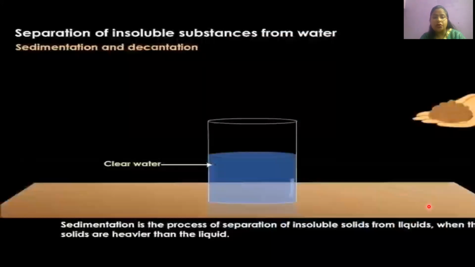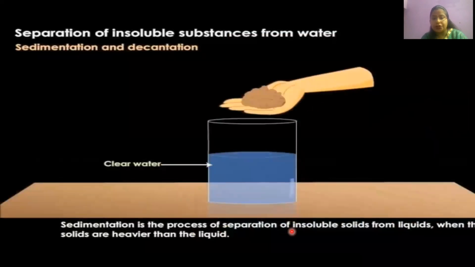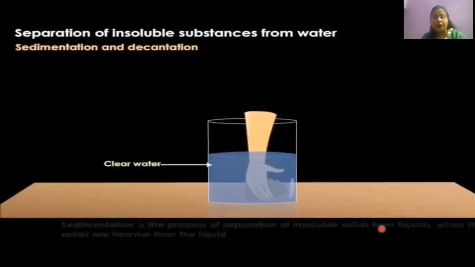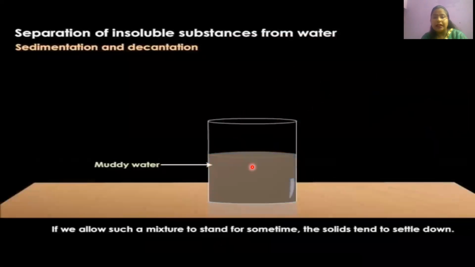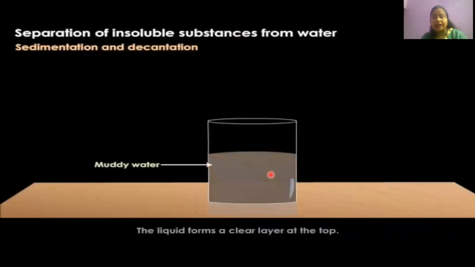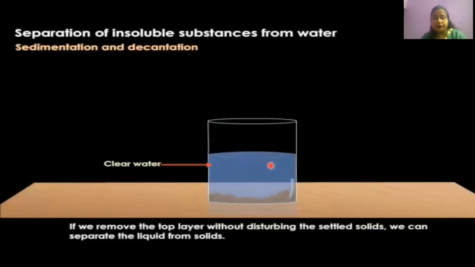Now I will show you a video. See this video, you will get a better understanding of sedimentation and decantation. You can see sedimentation is the process of separation of insoluble solids from liquid when the solids are heavier. See that we mix the mud in water. Now we will allow it to stand for some time. The solid will settle down and the liquid will be in the upper layer. Now we will remove the top layer without disturbing the settled solid.